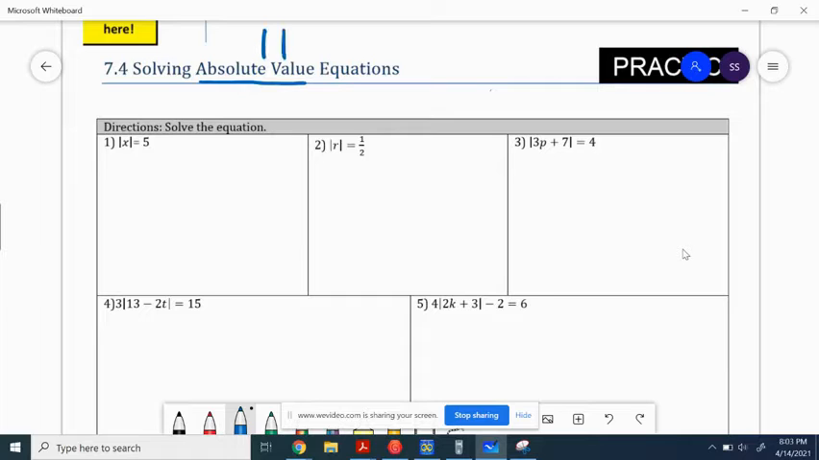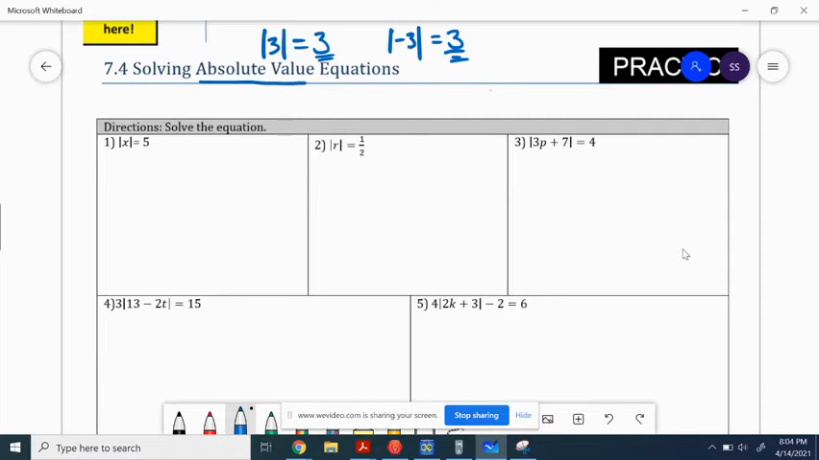It's denoted by these two vertical bars. And absolute value simply refers to the distance a number is from zero. Distance can't be negative, so absolute value is always positive. If you're looking for the absolute value of 3, that's positive 3. Absolute value of negative 3 is also positive 3. So the answer is always going to be positive.